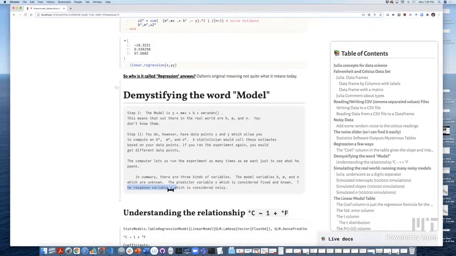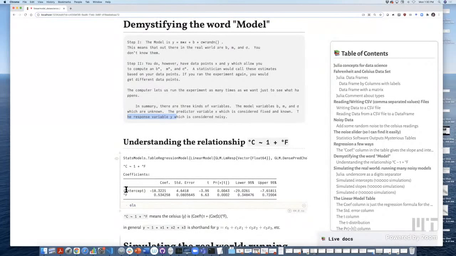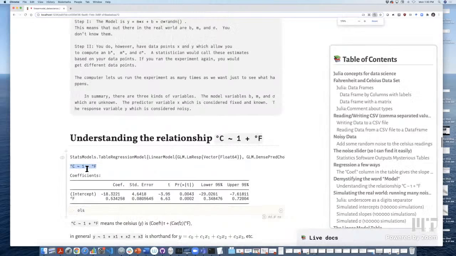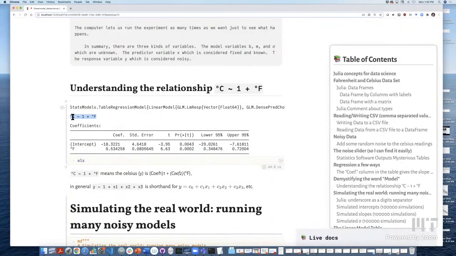Going back to this table here, this table is built from, in this case, 10 data points. So we have 10 noisy data points, and we've got this particular table. First of all, even this looks a little mysterious, so let me explain this. This little bit of output over here is a statistical notation. It means that the Celsius value, we're calling it y, is going to be dependent on some coefficient times one plus another coefficient times the Fahrenheit number. It's a linear combination of one and the Fahrenheit. And this is saying that we're going to tell you what these coefficients are.